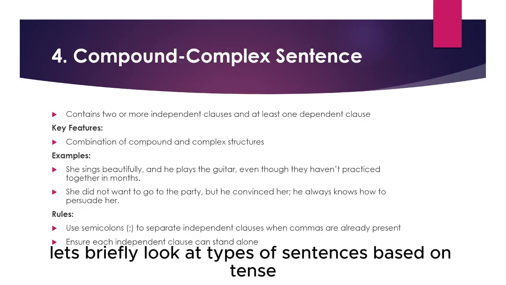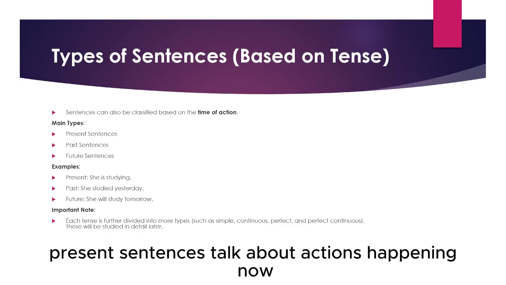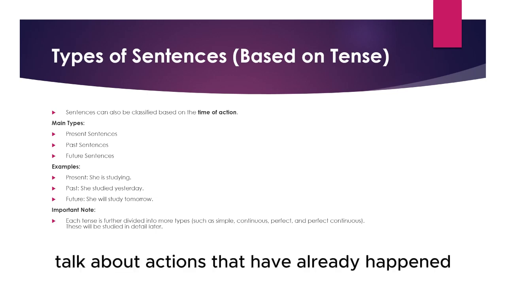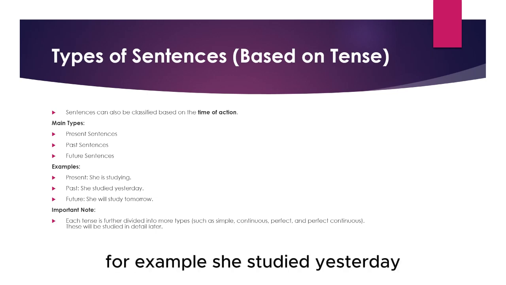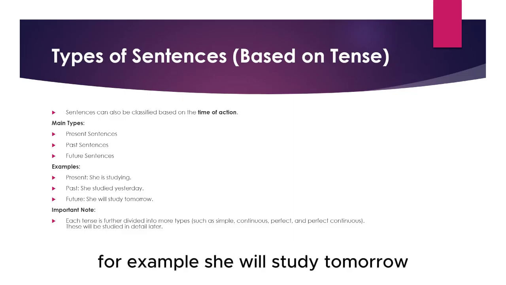Now let's briefly look at types of sentences based on tense. Present sentences talk about actions happening now or general truths. For example, she is studying. Past sentences talk about actions that have already happened. For example, she studied yesterday. Future sentences talk about actions that will happen. For example, she will study tomorrow.